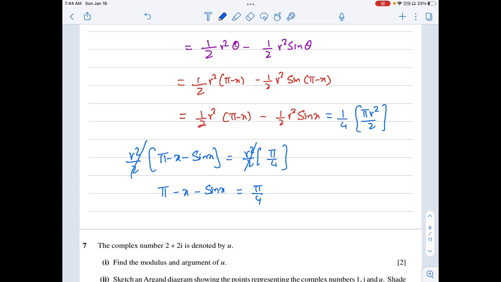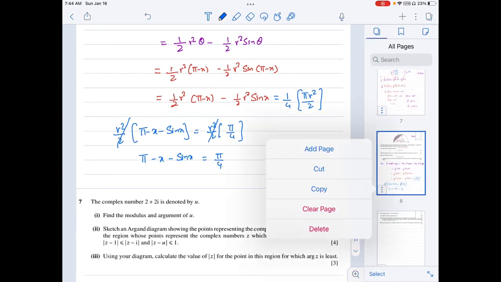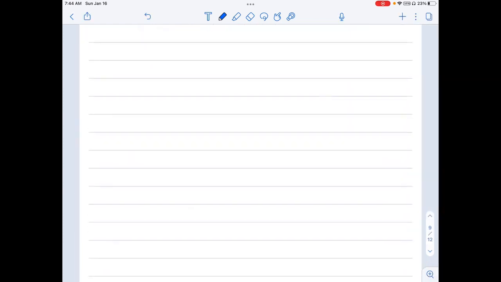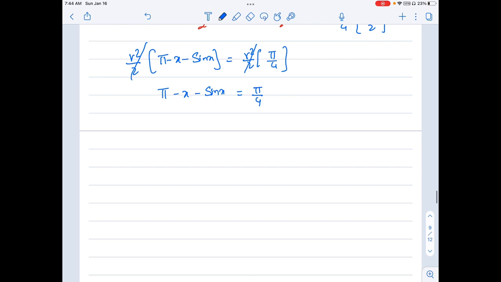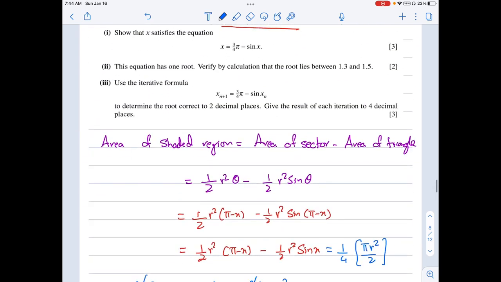So I want to make x the subject. I quickly add a paper page over here. So pi minus pi upon 4 minus sine x is equal to x. So x is equal to pi minus pi upon 4, which is 3 pi by 4, minus sine x. I think that is all we were asked to prove: x equals 3 pi by 4 minus sine x.